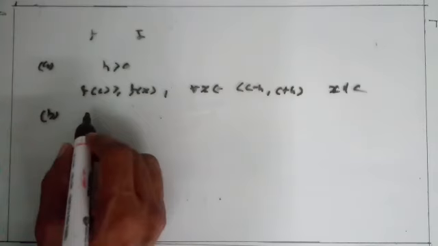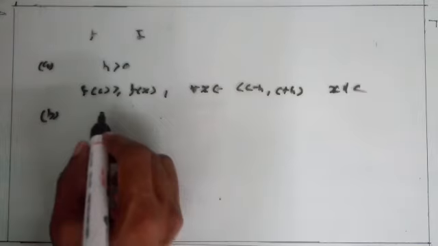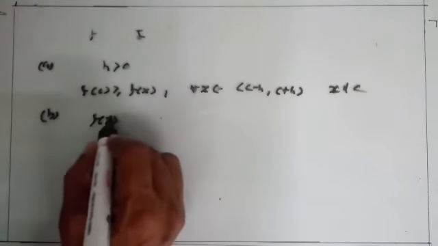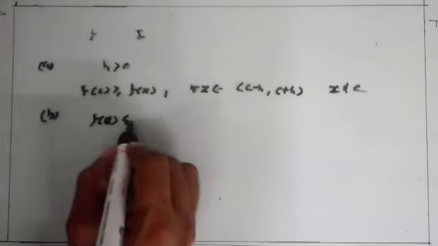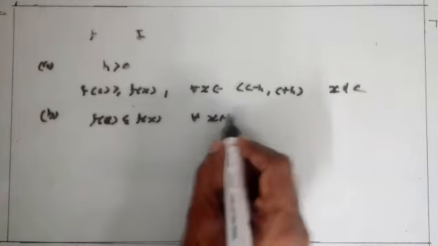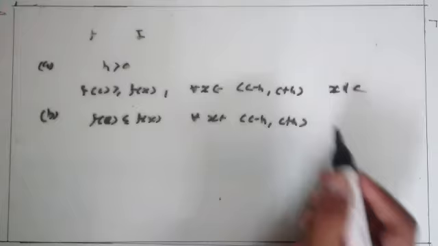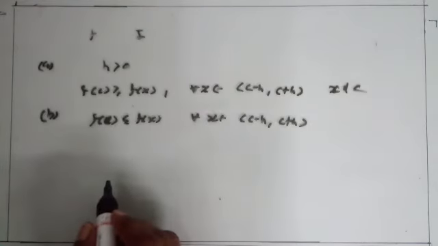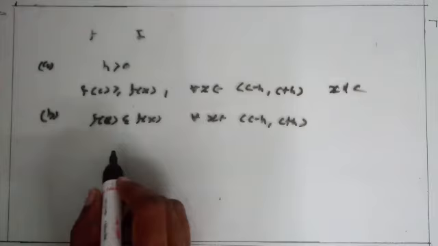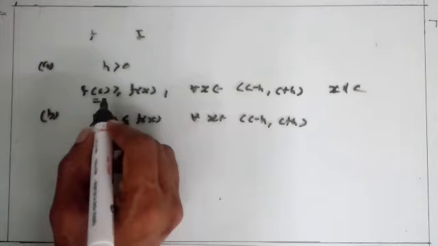Similarly, C is called a point of local minimum if there is an h greater than 0 such that f(c) is less than or equal to f(x) for all x belongs to (C minus h, C plus h). Here f(c) is called local minimum, and in the other case f(c) is called local maximum.